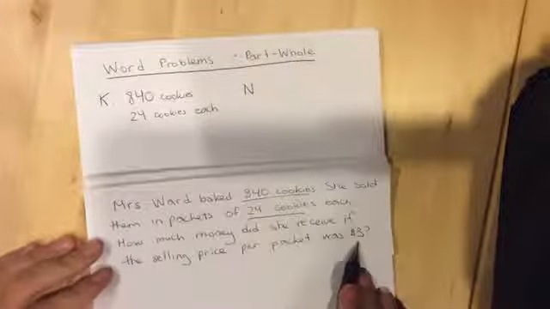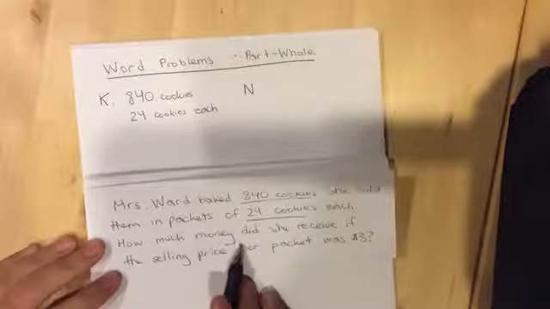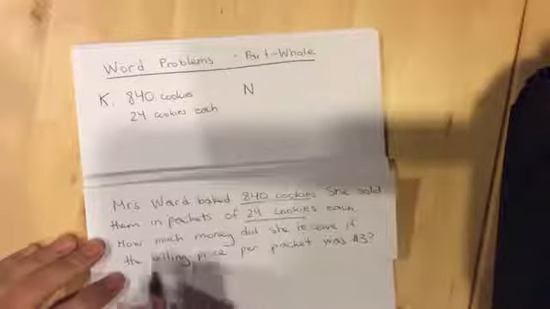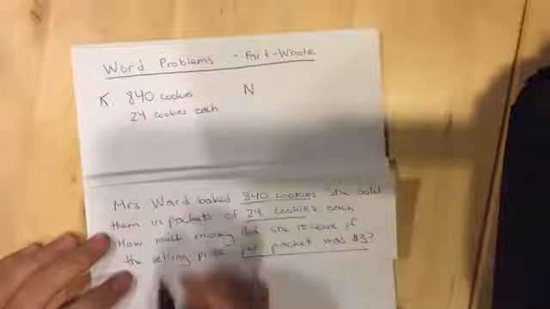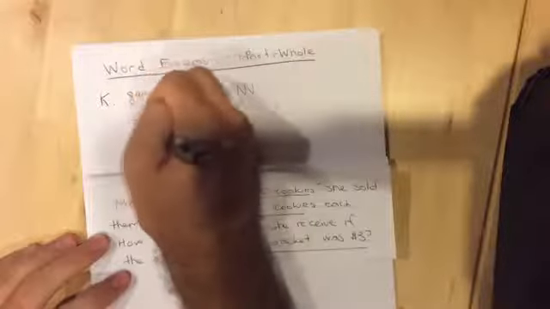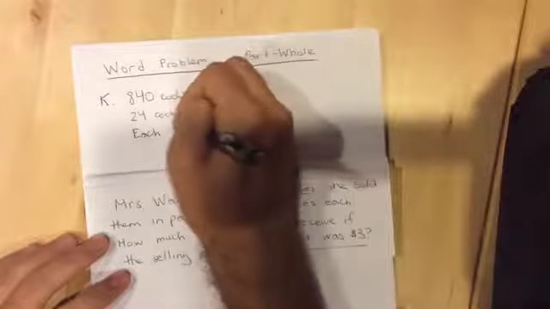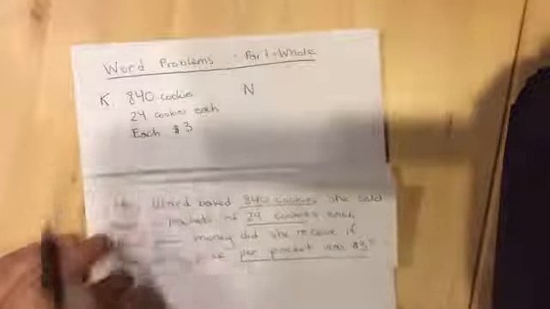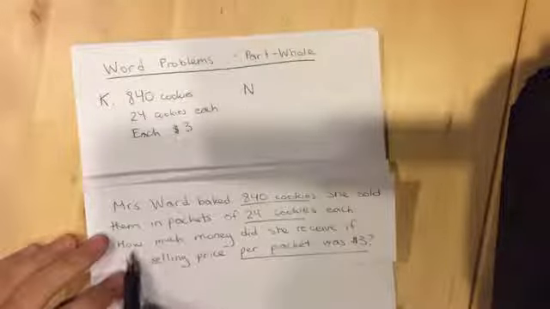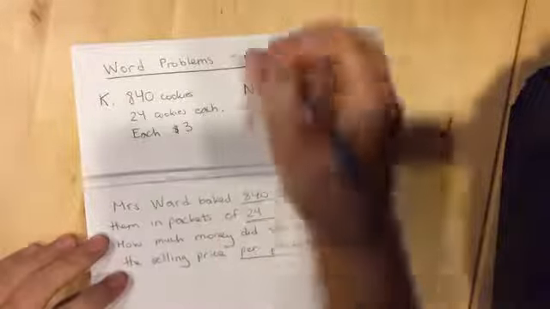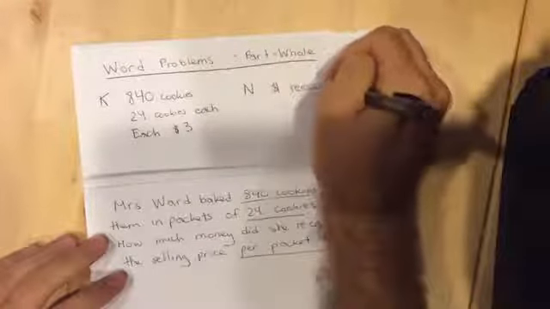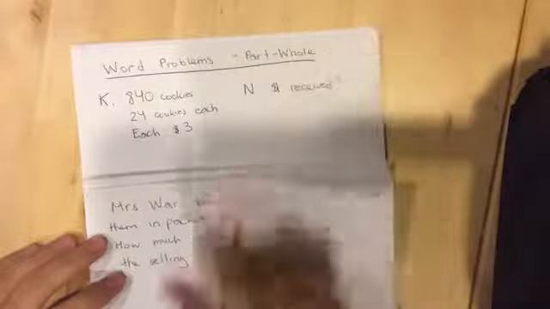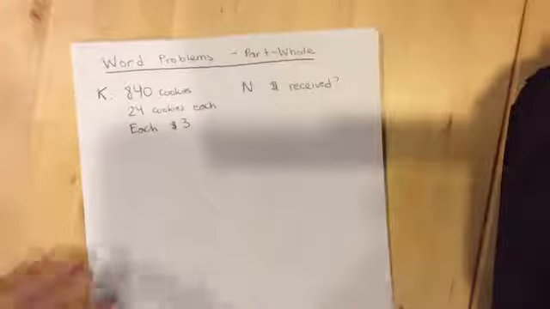So we can see that basically every sentence has a piece of information, and sometimes, but not always, our question will also have a piece of information. Each packet was $3. So we have all the information we know. Let's write what we need to know. What are we trying to find out? We are trying to find out how much money she received. Money received. That is the information we're trying to figure out.